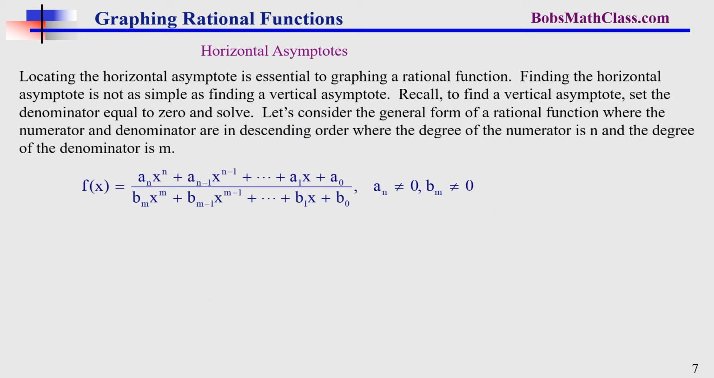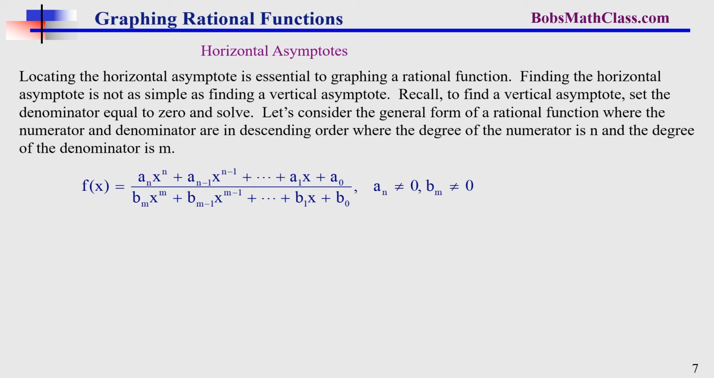Okay, now we're going to talk about horizontal asymptotes. Locating the horizontal asymptote is essential to graphing a rational function. Finding the horizontal asymptote is not as simple as finding a vertical asymptote. When we found the vertical asymptote, all we needed to do was set the denominator equal to 0 and solve. This is a little bit different.